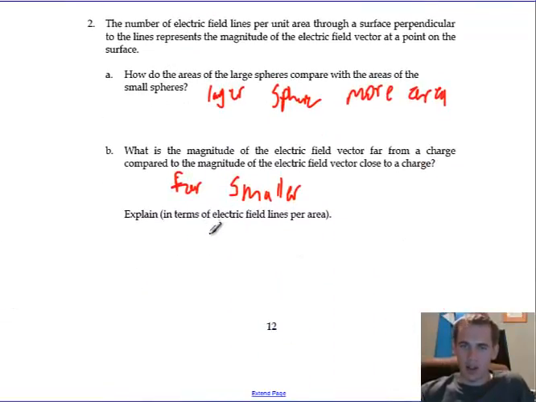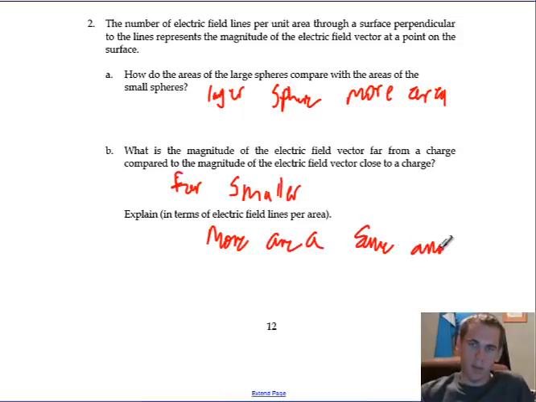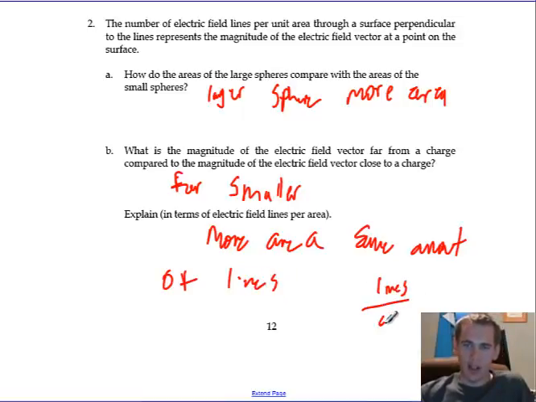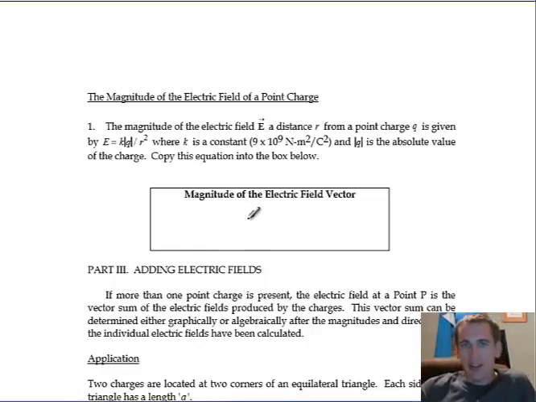Okay, so there's more area, but the same amount of lines. And so basically, if you're looking at lines over area, as area goes up, this whole thing goes down. All right. So how do we calculate the magnitude of the electric field?